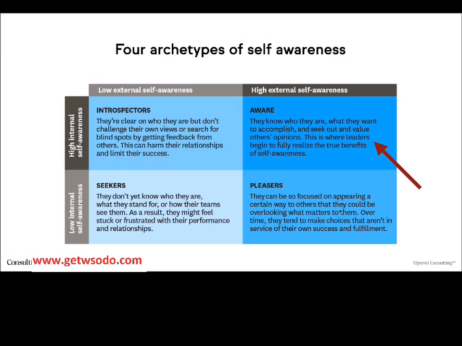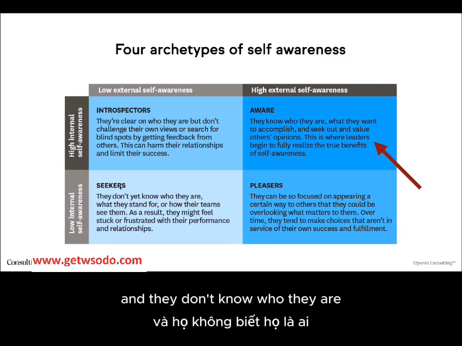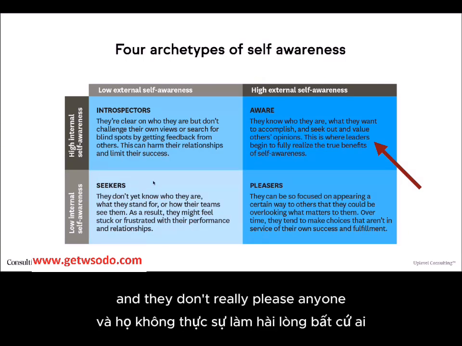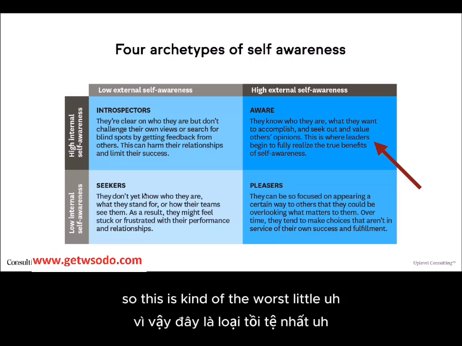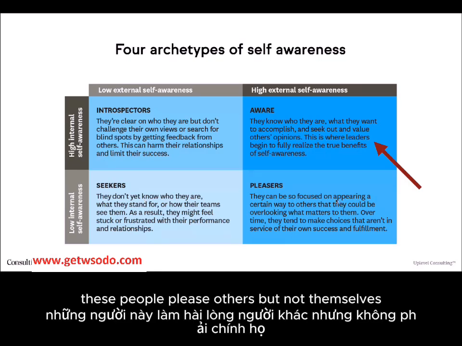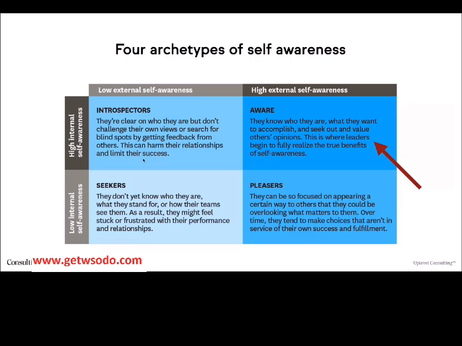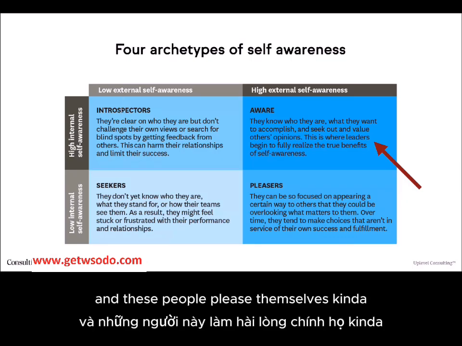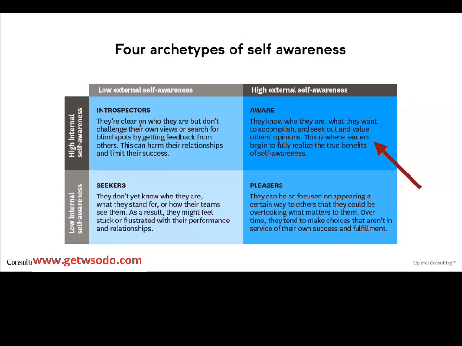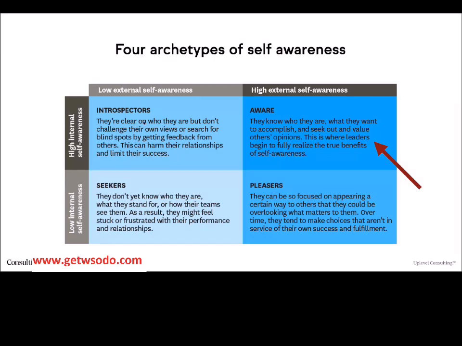And they can be so focused on appearing a certain way to others that they could be overlooking what matters to them. So these people don't know what they want, and they don't know who they are, and they don't really please anyone, including themselves. So this is kind of the worst little quadrant to be in. These people please others, but not themselves. So this is better than that, but not much better. And these people please themselves, kinda, but they don't please others and they don't ever get out of their box.